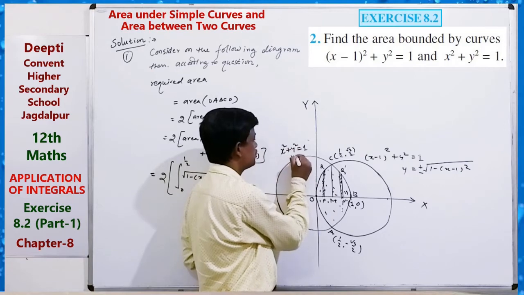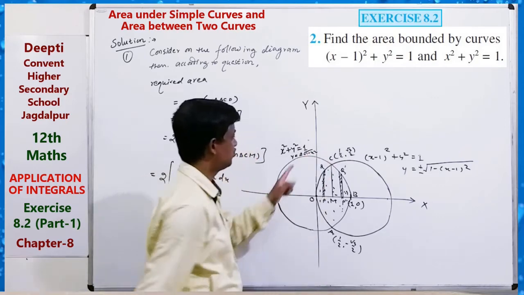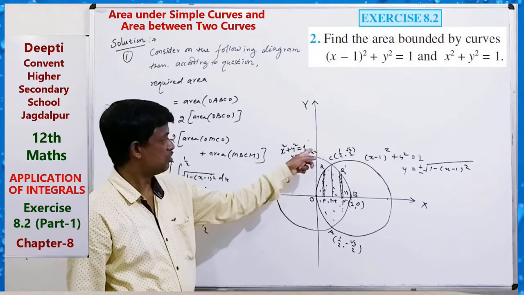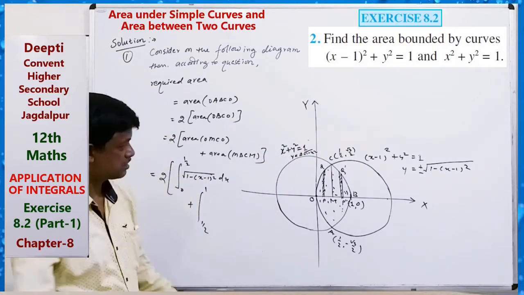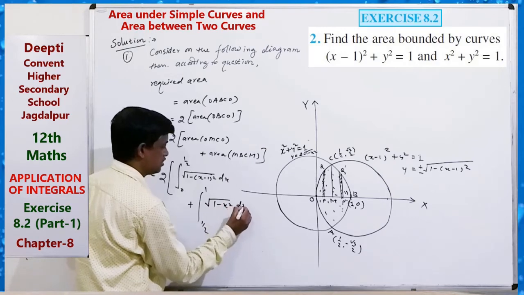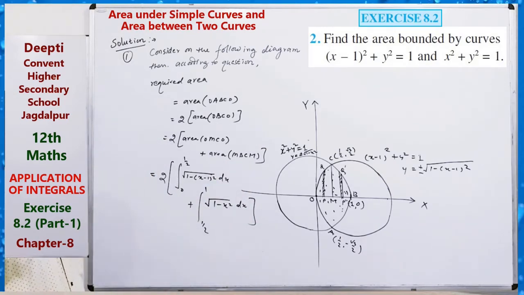And the value of y from here: y equals plus minus root of 1 minus x square, and the plus sign is required, so root of 1 minus x square dx. Clear? So this integral you can solve.